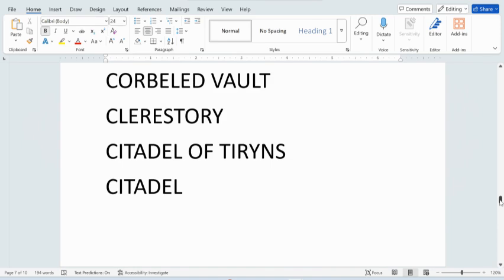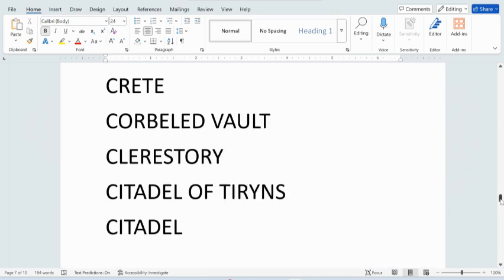All right, I want you to know what a corbelled vault is. A vault is like a hallway. The corbelled vault is when the stones come in just a little bit each time it's repeated. Gravity holds it all in together. Crete shows up on the test.